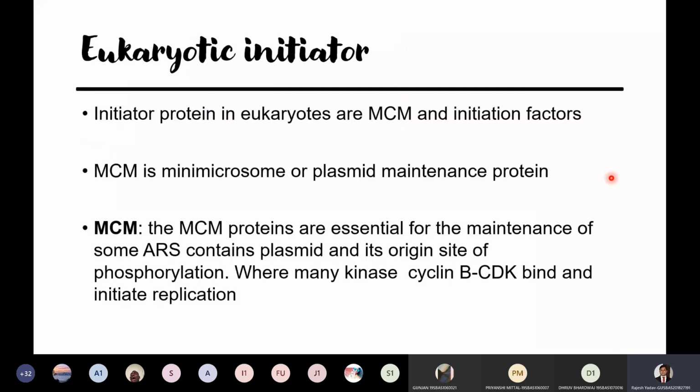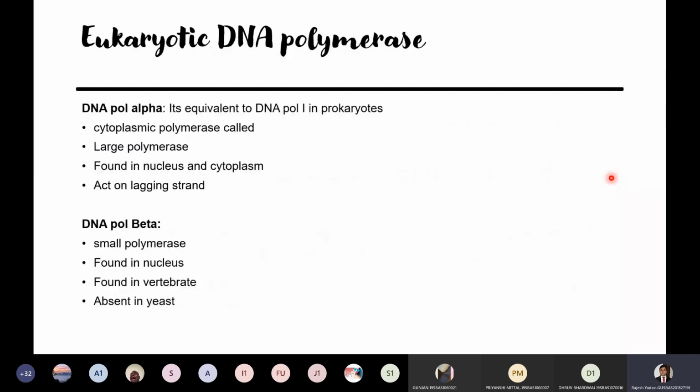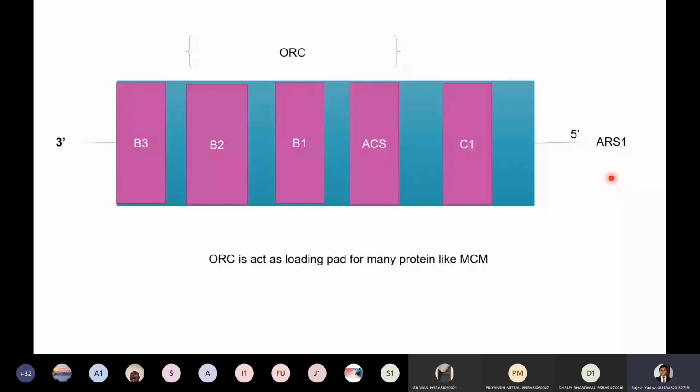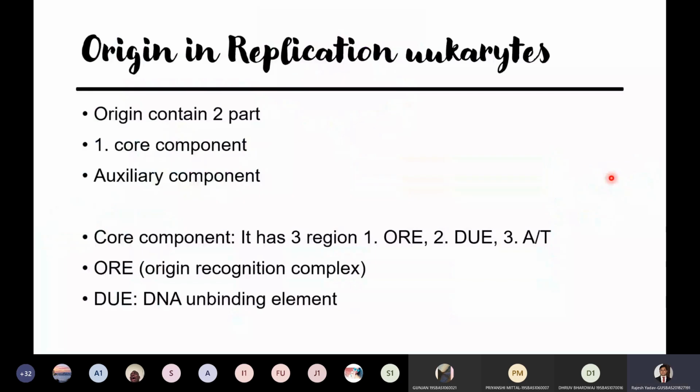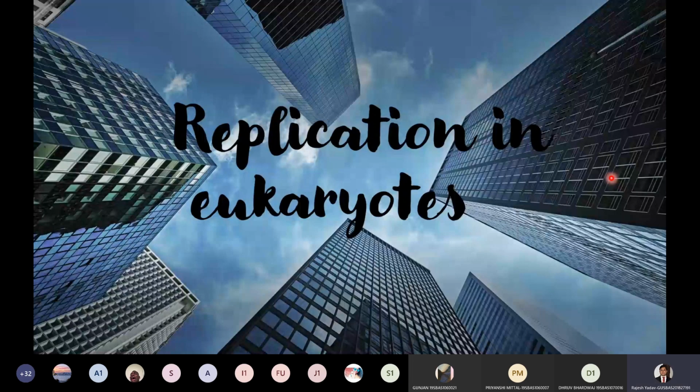So I have already explained about the MCM. Now come to the eukaryotic DNA polymerase enzyme. As we have discussed, in prokaryotes there are different types of enzymes, DNA polymerase 1, DNA polymerase 2, DNA polymerase 3. In the same way, eukaryotes have DNA polymerase alpha, DNA polymerase beta, DNA polymerase gamma and delta. Okay, in the next class we will discuss all these replicating enzymes in detail. So I am just ending here.